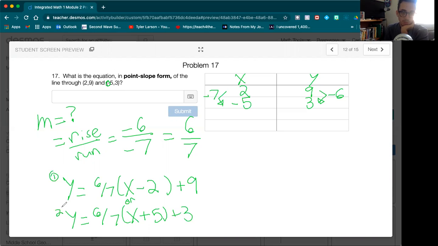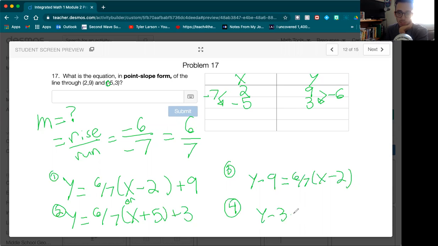So you know what? You can actually get a few answers. This is one option. Second option, if you're so inclined, you could have also gotten y minus 9 equals 6/7 x minus 2. And what I'm really doing here is just taking the y term, putting it to the other side. Fourth option, could have gotten y minus 3 equals 6/7 x plus 5. There you go. 4 options you could have gotten. What else is going on?